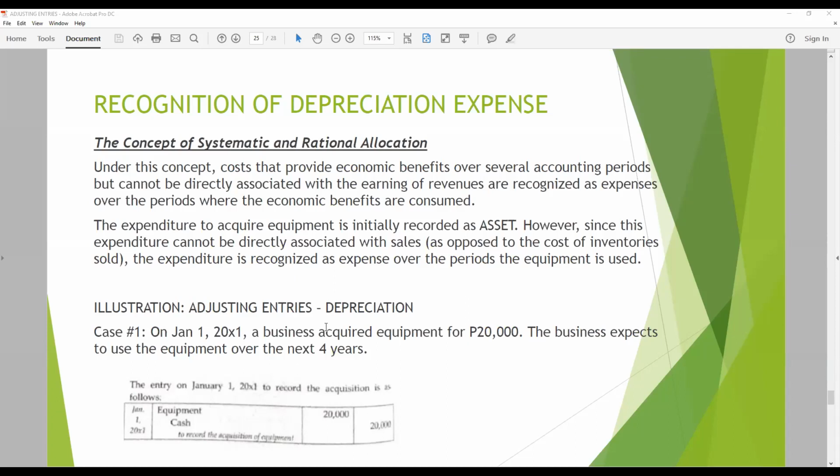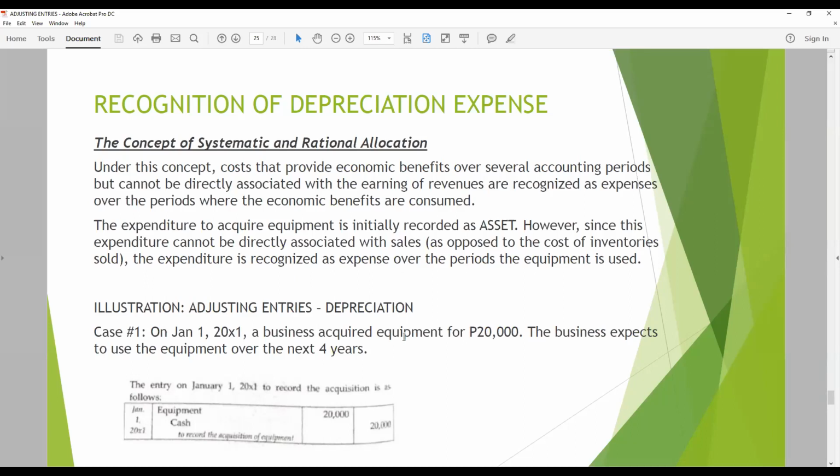So you have to determine the useful life of that asset so that you will be able to compute for yearly depreciation. Yan. So example, on January 1, a business acquired equipment for 20,000. The business expects to use the equipment over the next 4 years. So this 20,000, meron siyang economic useful life of 4 years. Yung equipment nyo. Kasi gagamitin nyo siya in producing your goods or whatever. So for 4 years nyo daw siya magagamit.